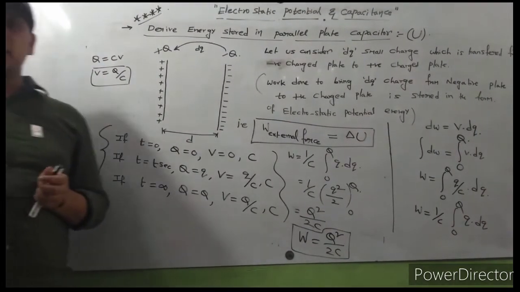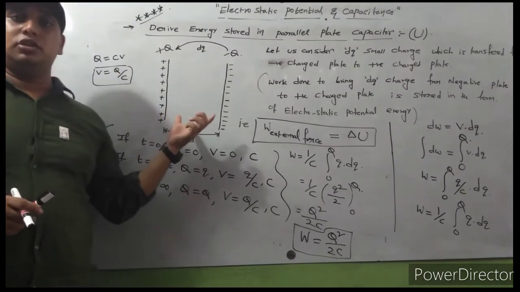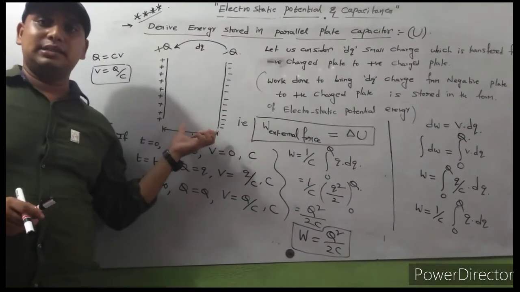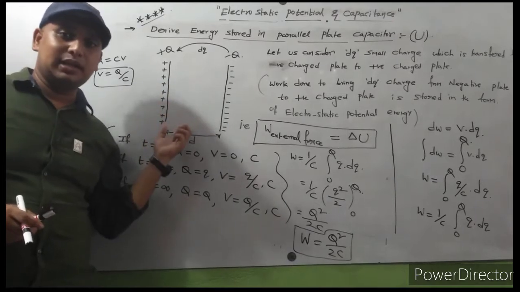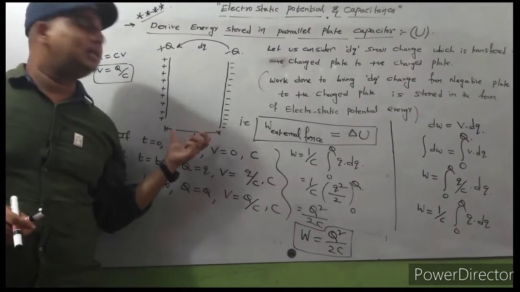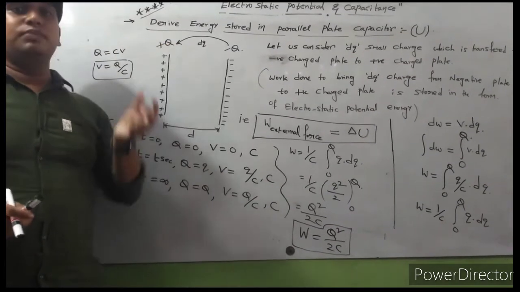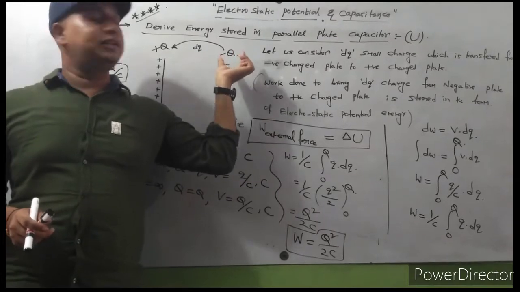My dear, observe carefully. I will recapitulate this concept one more time. Let us consider parallel plates, one is a positively charged plate, another one is a negatively charged plate. They are separated by some distance d, and one is a positively charged plate, that is plus q, and another one is a negatively charged plate, that is minus q.